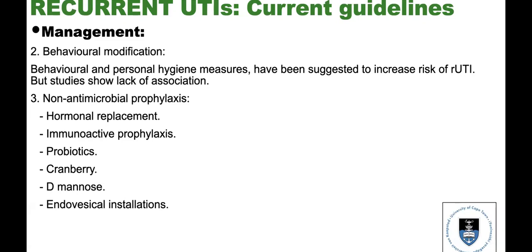D-mannose is shown to be as effective as some antibiotics, including nitrofurantoin, in preventing UTIs. But once again, there's no significant evidence, but it is recommended that it could be used in a setting of a clinical trial. So instillations of antibiotics into the bladder. So there have been studies that have been done with bladder instillations, but they found that there needs to be more large-scale trials in order to assess whether these instillations can be beneficial to patients.